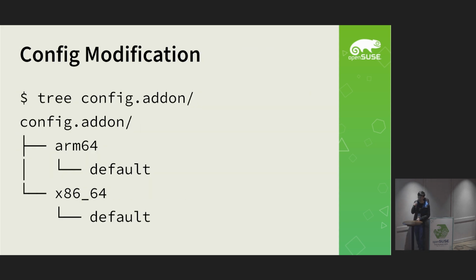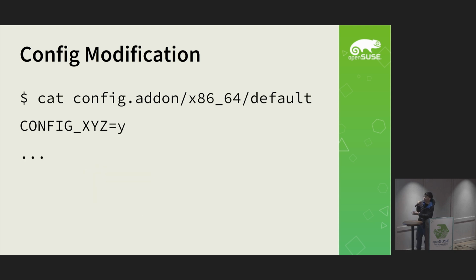So let's look a bit more at the config.addon.tar.bz2. Inside, it's actually a directory structure. The first level of directory is the architecture. So for example, if you want to customize only on the usual x86-64, you can do that. Under that directory is the actual file of the configuration that you want to apply. It will look something like this. The kernel config usually takes this format, like CONFIG_something_something=y. That means that configuration is enabled.